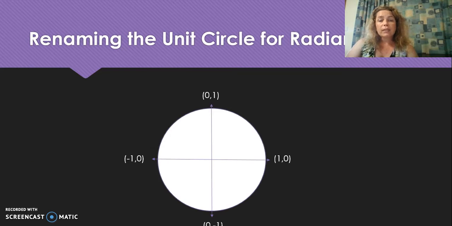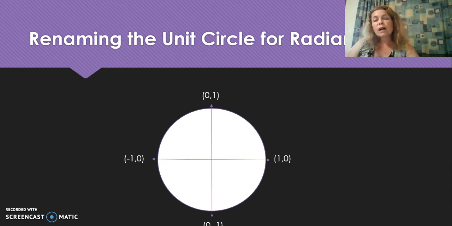Now, the last thing that we need to think about is renaming our unit circle for radians. So our unit circle that you've come to know and love has our circle situated on the centre of the Cartesian plane, and our coordinate points 1, 0, 0, 1, negative 1, 0, and 0, negative 1. What we can do now is we can convert. So remember, I said that our circle always starts at the point 1, 0. That is our 0 degrees, and you'll be pleased to know that it's also 0 radians.